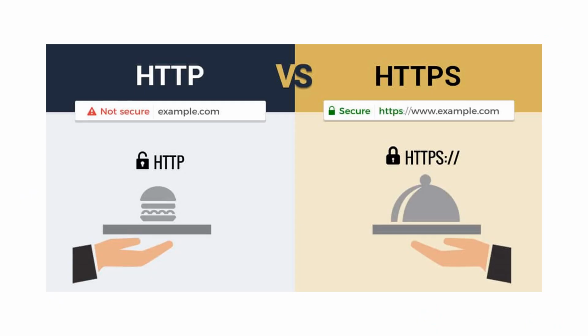HTTP versus HTTPS. HTTP is nothing but Hypertext Transfer Protocol, and HTTPS is nothing but Hypertext Transfer Protocol Secured. By this example, you can understand the food is secured in HTTPS, and in HTTP, the food is not secured. This is the example between HTTP and HTTPS.